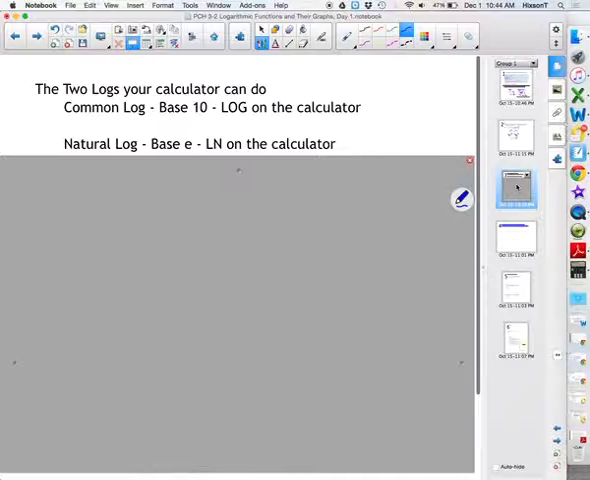You guys figure out how to do the log on your calculator? Did you find it on the Inspire? Or is that an 84? You got the 84? Okay. Those of you with the Inspire, did you find the log?